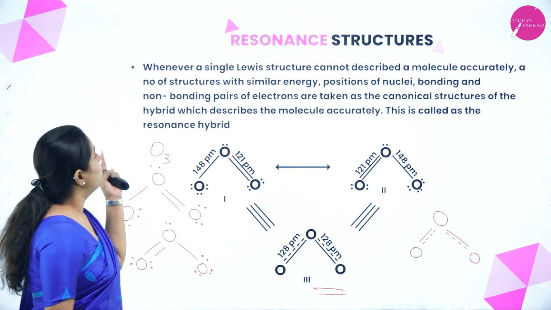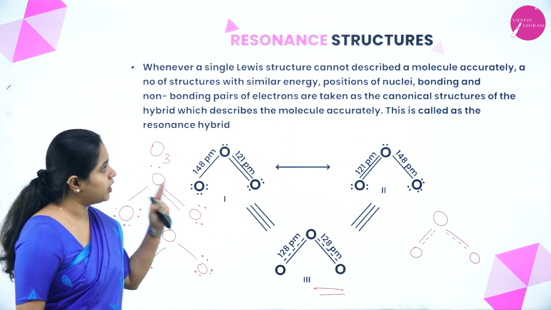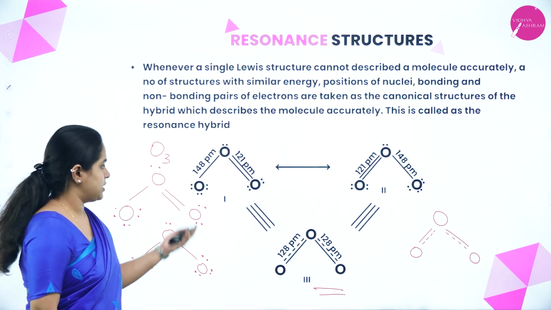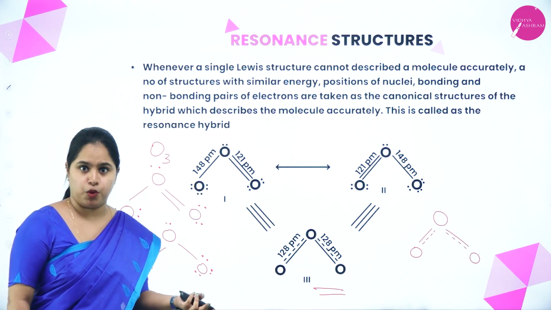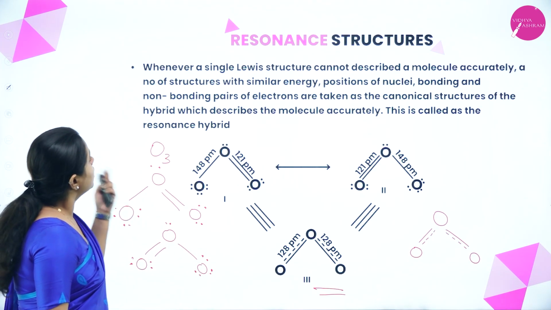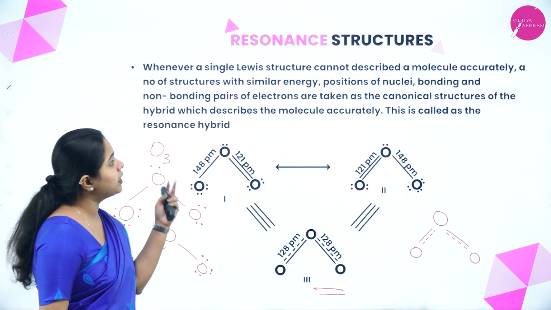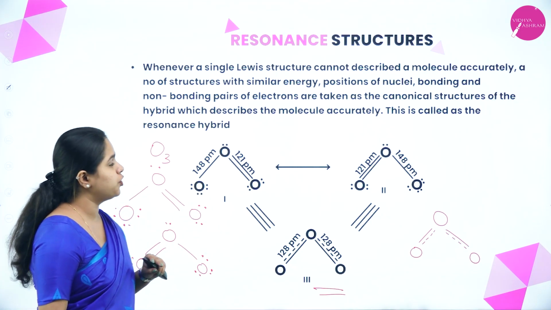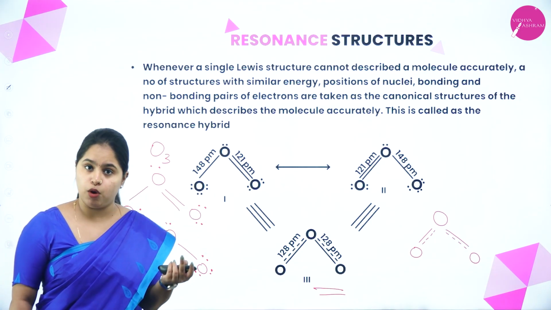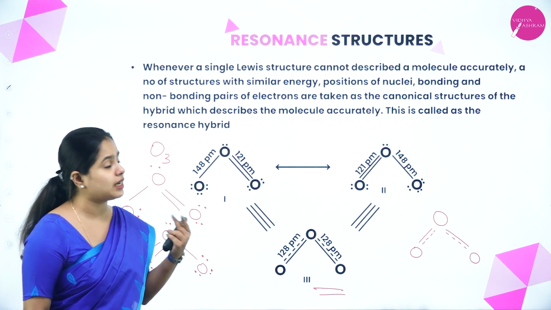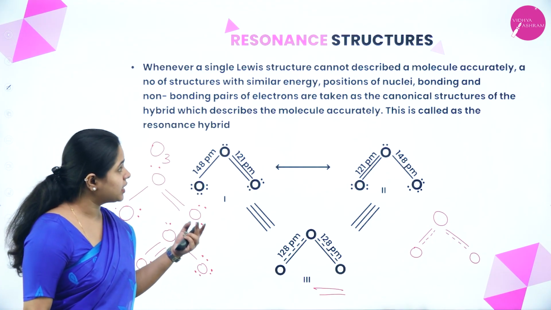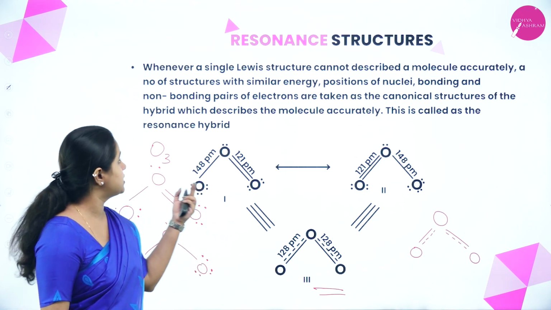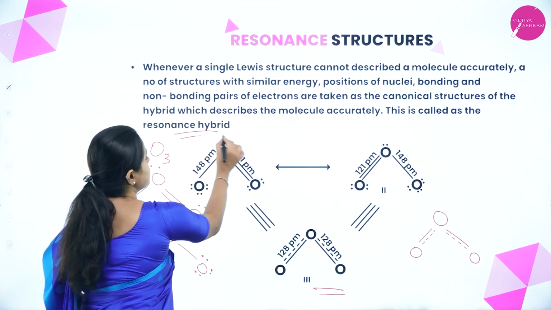As you can see, whenever a single Lewis structure cannot describe a molecule, as you can see here in the case of ozone, more than one Lewis dot structure is possible. A number of structures with similar energy, positions of nuclei, bonding and non-bonding pairs of electrons are taken as the canonical structures of the hybrid, which describes the molecule accurately, and this is called the resonance hybrid.